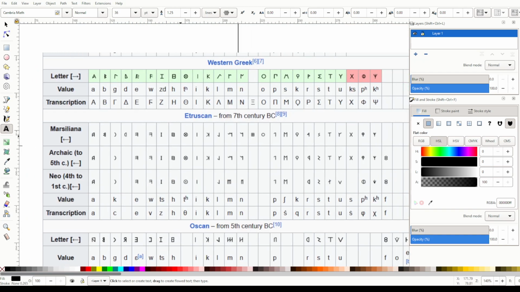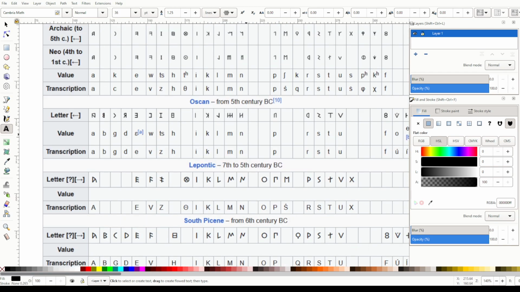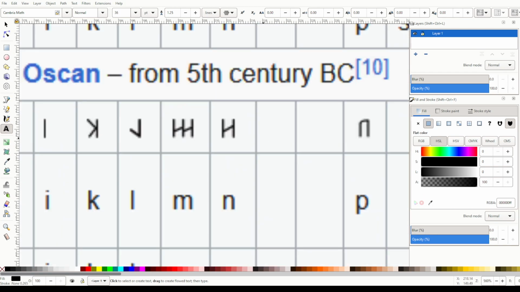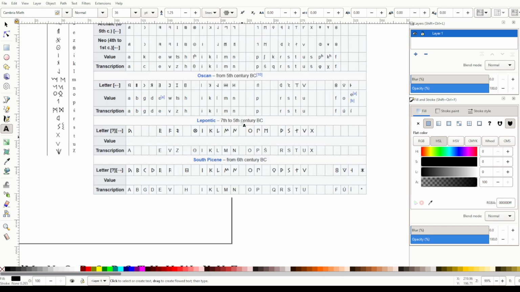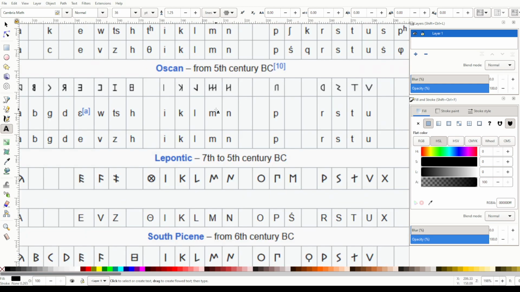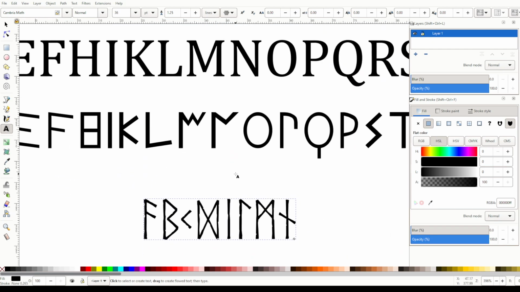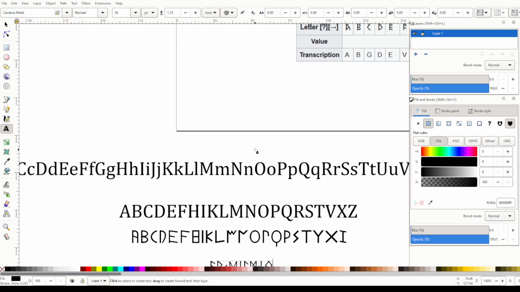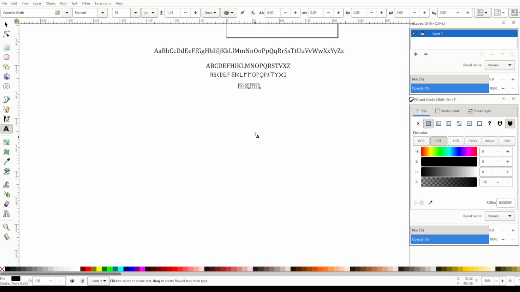Are there any of these that sort of look similar to, oh, Austin here? That's very similar to the N, I would say. It just has two of these bars. And O, if you look at the Lepontic O, you can see it looks the same.